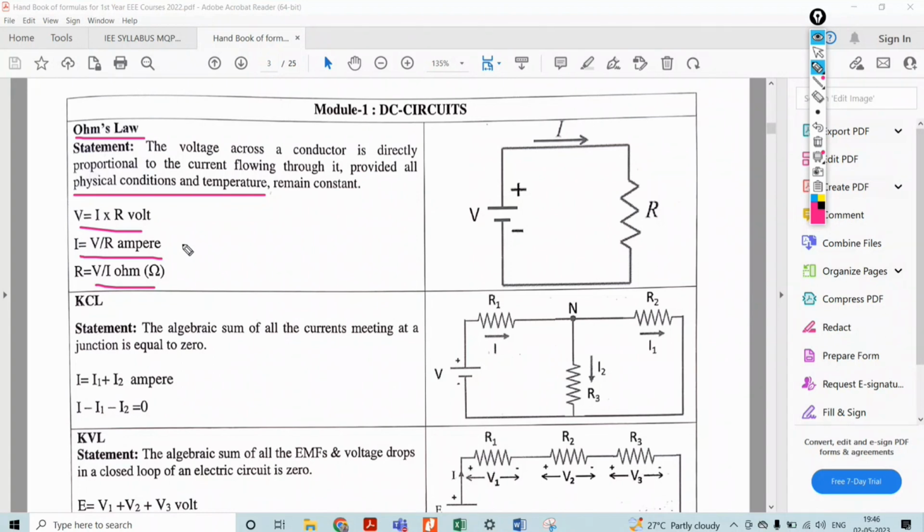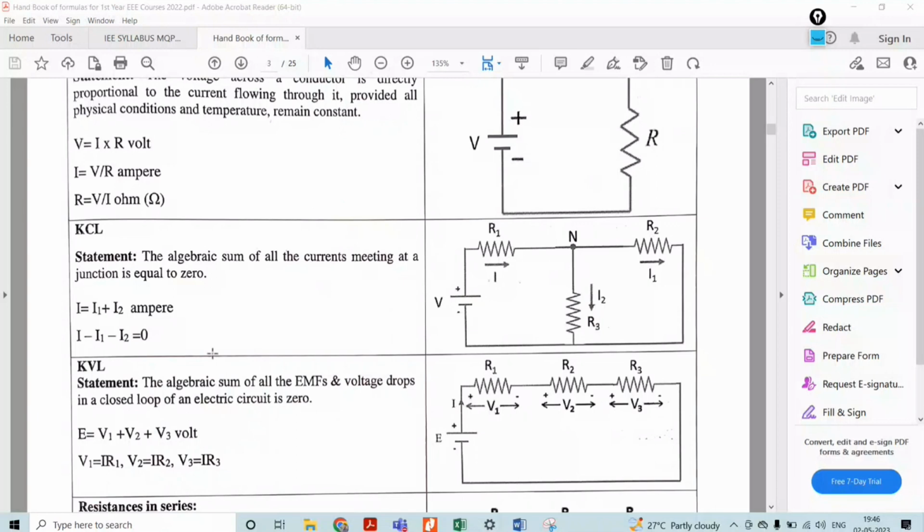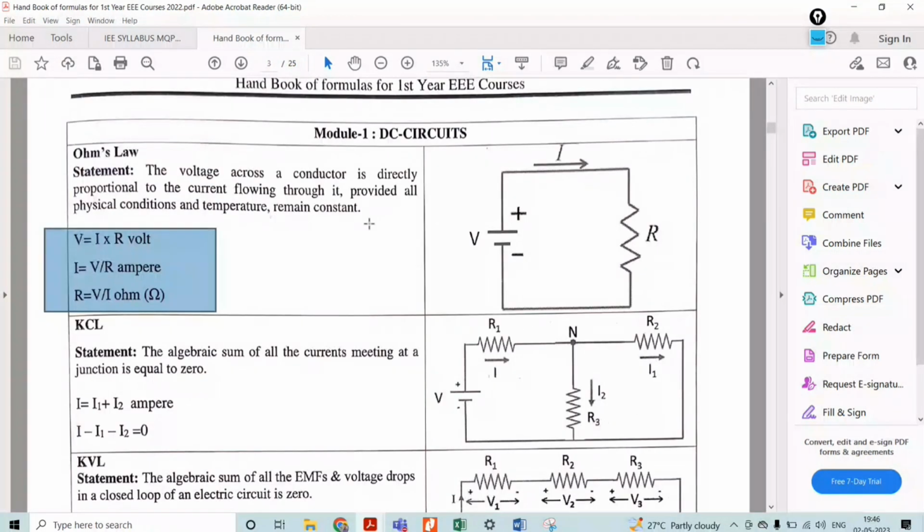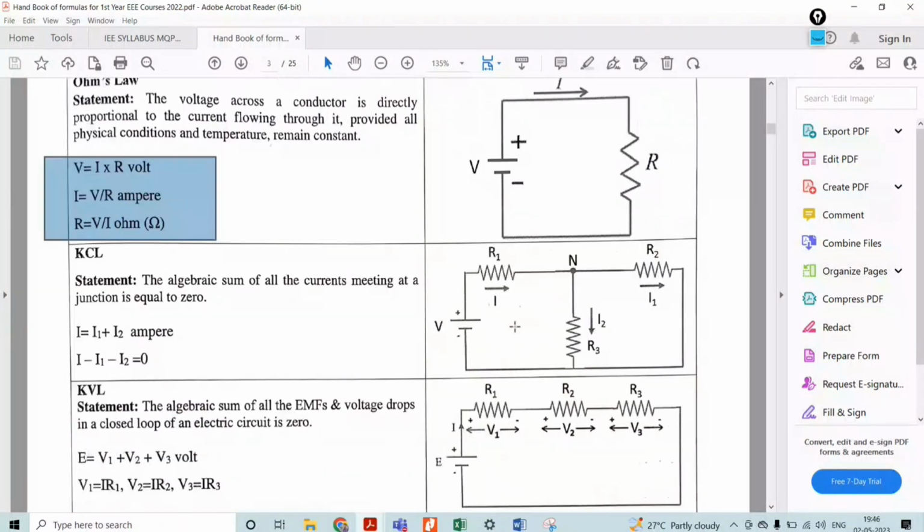Then Kirchhoff's current law, its statement, and the equations. Then the corresponding statement and equations. Then the equivalent circuits are also provided, and corresponding to that they have given the equations. You can go through them for whatever circuit is to be solved. This is for your reference, so that they have provided all these details because you might be using this for the numerical solutions.